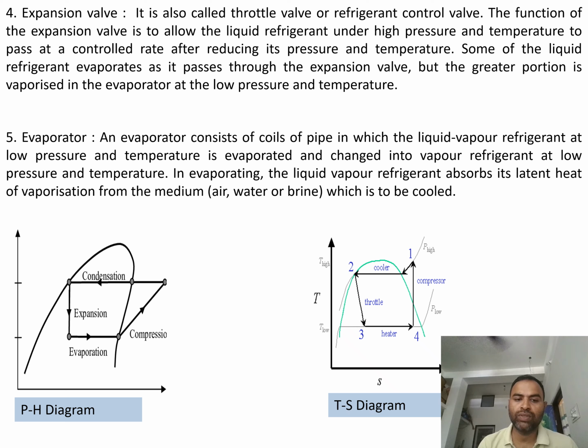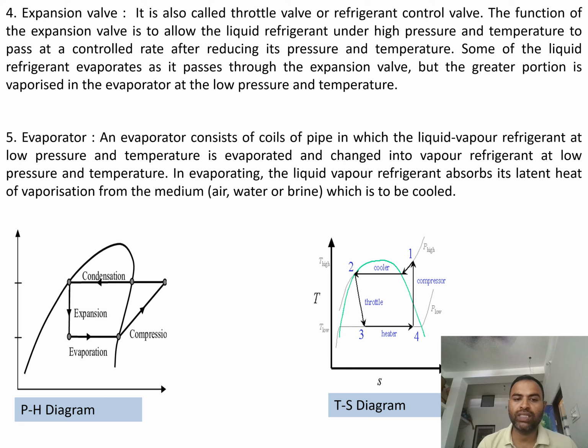When the compression process is started, the refrigerant from low pressure and low temperature gets compressed to high pressure and high temperature, as shown in the PH and TS diagram. The state after compression is shown at point number 2. At point number 2, the condition of refrigerant is high pressure, high temperature vapor refrigerant.